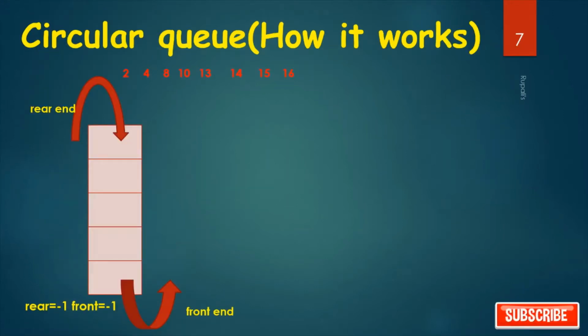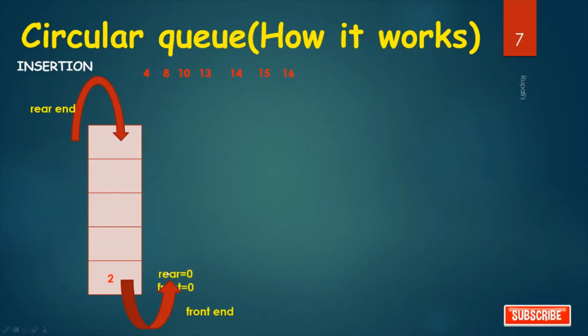Circular queue, how does it work? See this example. This is our circular queue. This is the rear end, the inserting end, and this is the front end, the deleting end. We want to insert these elements into this queue. When the queue is empty, the initializing condition is that both rear and front are -1. Now start insertion. First, you have to insert 2. When you start insertion, make both rear and front 0. So rear is 0, front is 0, insert 2.